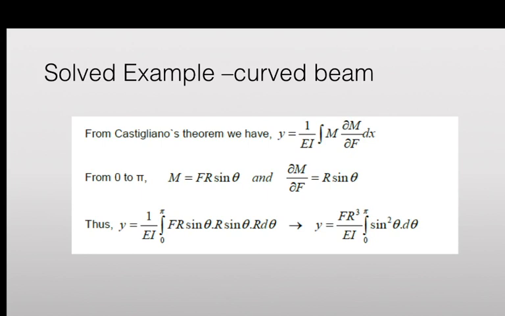Thus y equals 1 over EI integral from 0 to π of R sine theta into R sine theta into R d theta. Since dx equals R d theta for a small angle, you can take dx equals R d theta. And the moment is F R sine theta, and ∂M/∂F equals R sine theta. So when you simplify this equation, you get y equals F R cubed divided by EI integral 0 to π sine squared theta d theta.